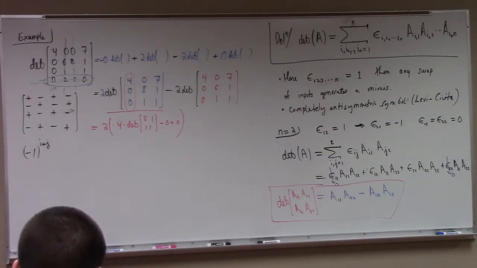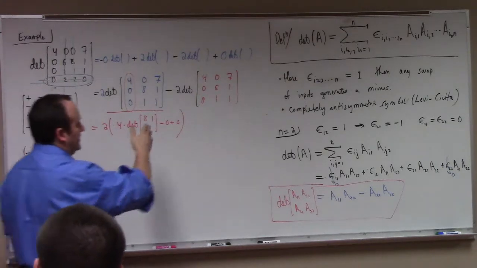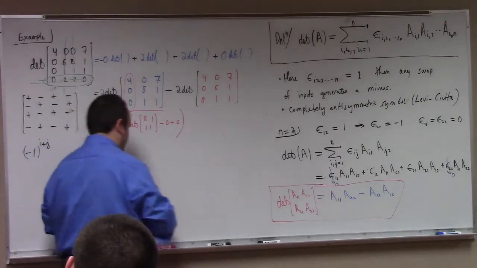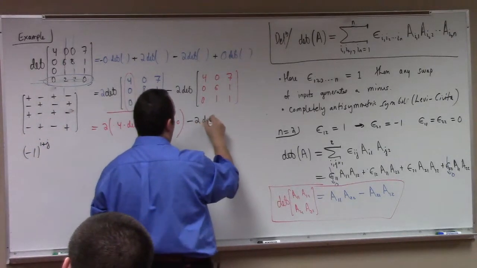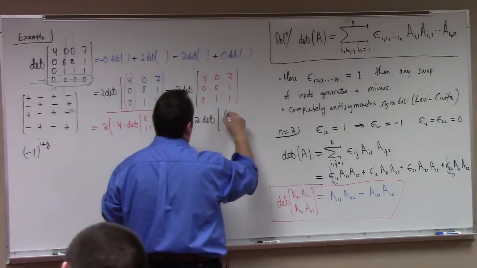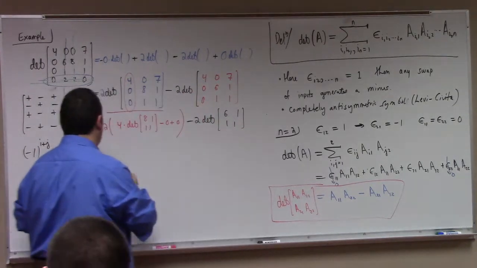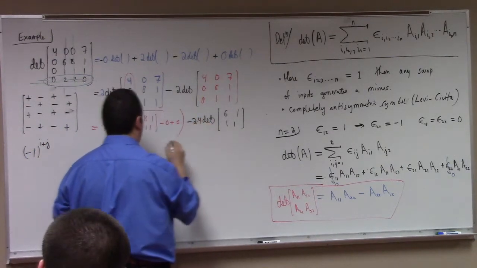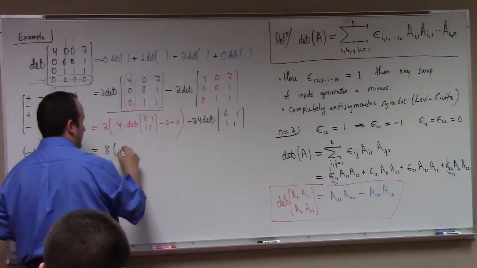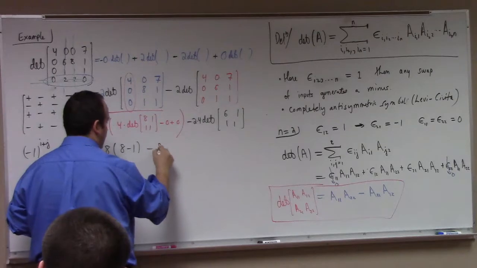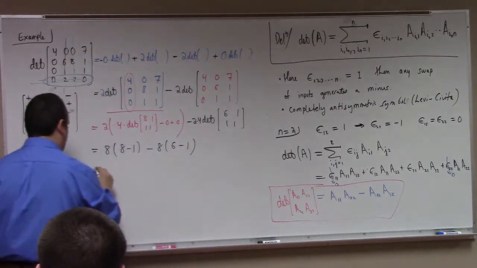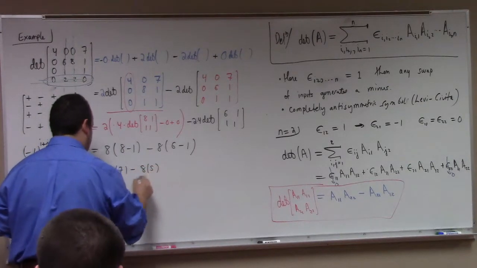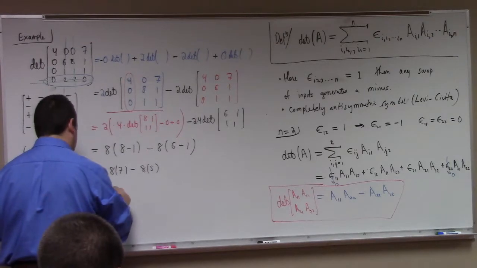All right? And how about this one? I guess I should do the same thing, right? Expand on the first column over there to make life easier. So what do we, and I've lost my 4, haven't I? So that gives us 8 times 8 minus 1 minus 8 times 6 minus 1. So the answer is 8 times 7 minus 8 times 5, which I think is 56 minus 40. So the answer is 16.